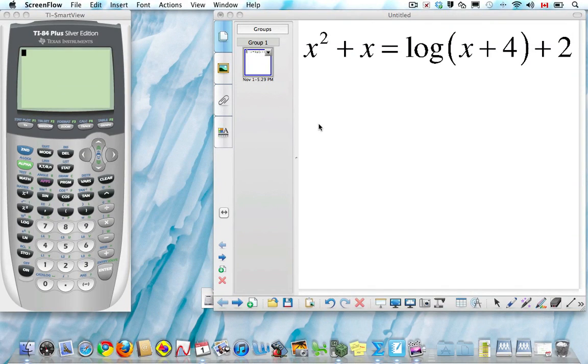To do a graphical solution with your calculator. We have an equation here, x squared plus x equals log(x plus 4) plus 2. In doing this, you could try to do it algebraically, but it just won't work for you. So you have no choice but to do a graphical solution. Your calculator comes in handy.